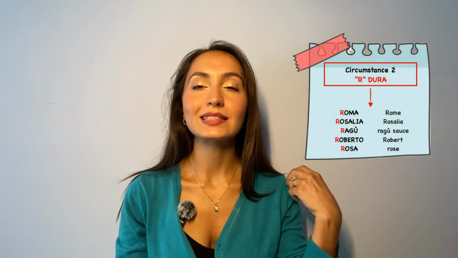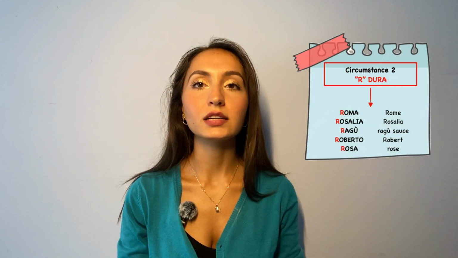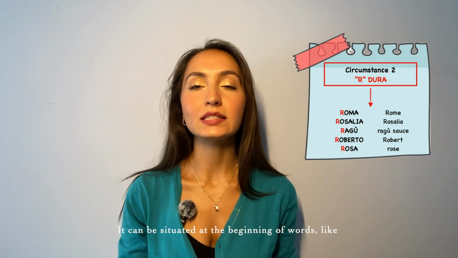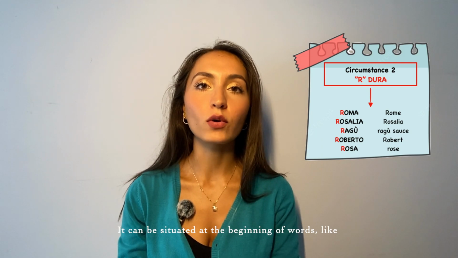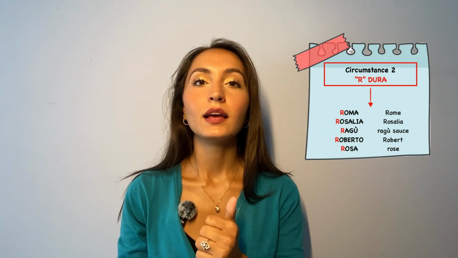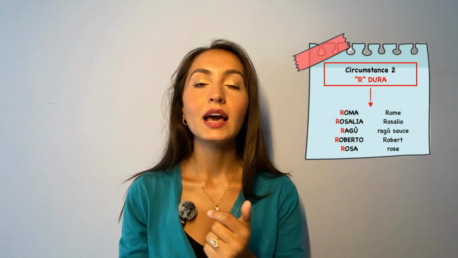Then, circumstance number 2, the hard R, so the erre dura. It can be situated at the beginning of words, in the case of Roma, Rosalia, Ragù, Roberto, Rosa.